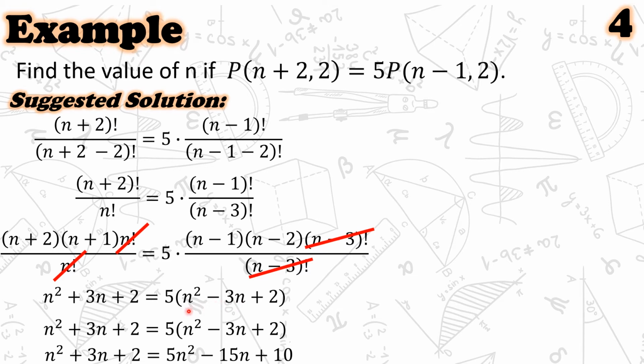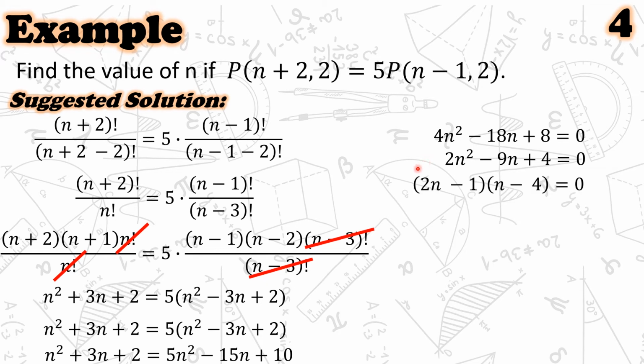The equation is now a quadratic equation. So to solve for the variable n, we rewrite this in its general form where the right-hand side is 0. So we have 4n squared minus 18n plus 8 is equal to 0. Dividing all terms by 2, we get 2n squared minus 9n plus 4 equals 0. This quadratic equation is factorable, so we extract the roots using factoring.